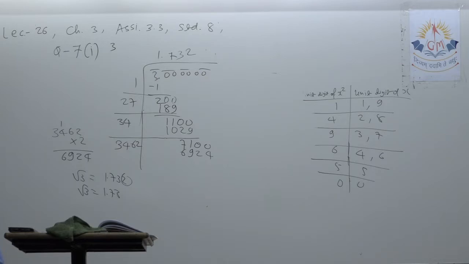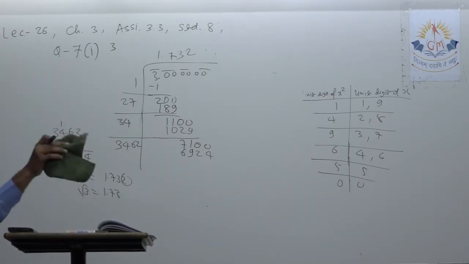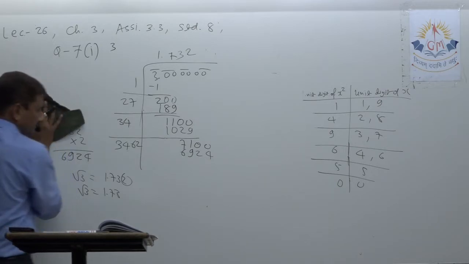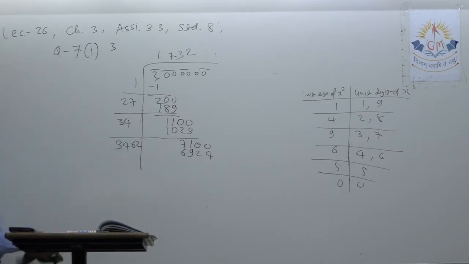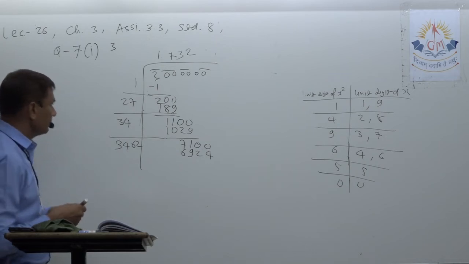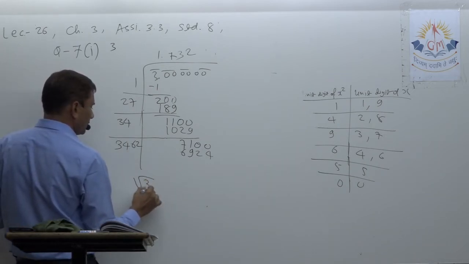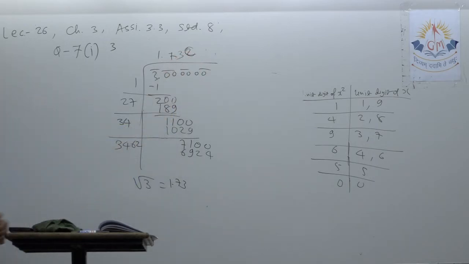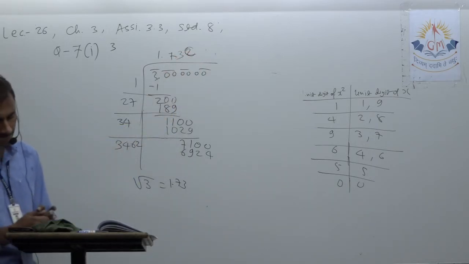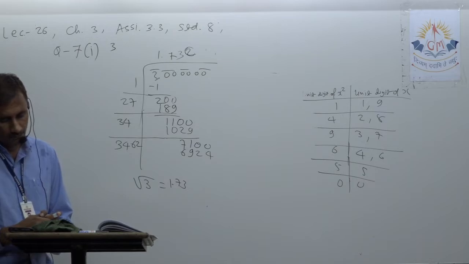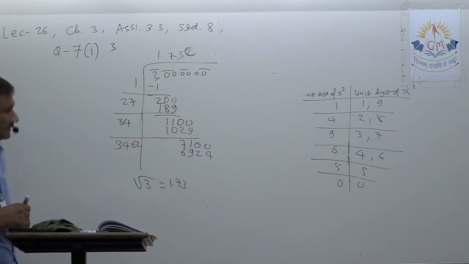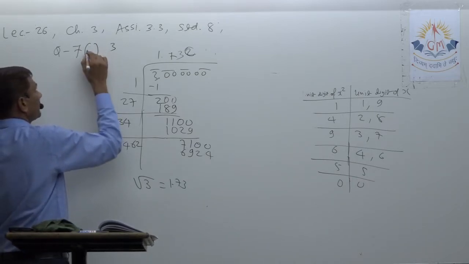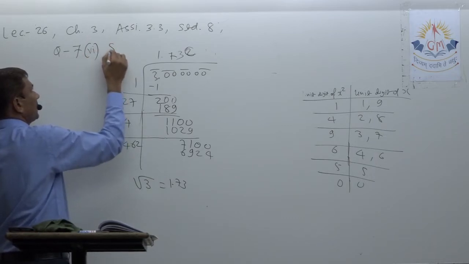Now in the same way I solve the last one. Okay, so your answer will be 1.73, final answer. Root 3 equals 1.73, neglect this number here. Okay, now let's look at the last one, number 6. Okay, the square root of 8 is required.